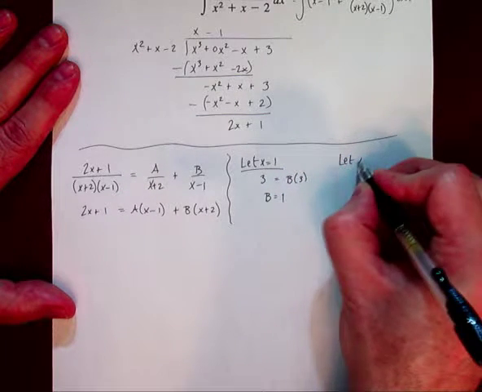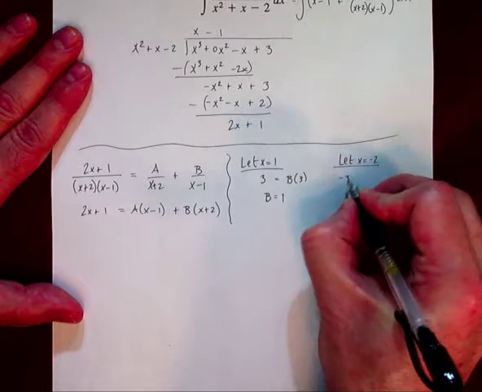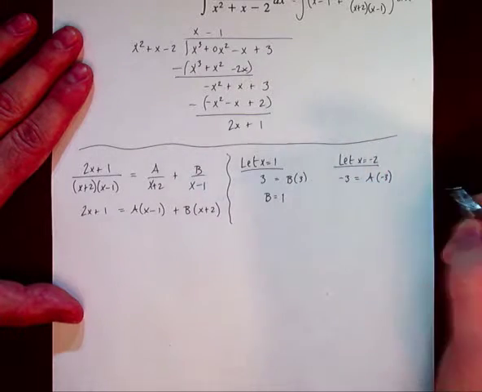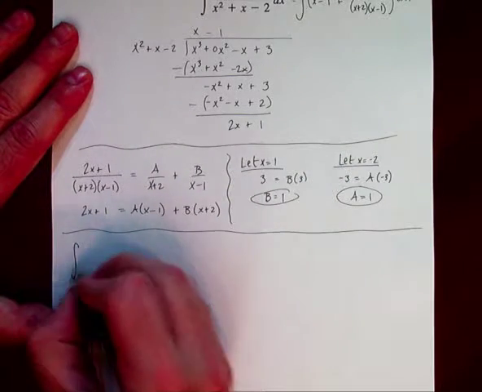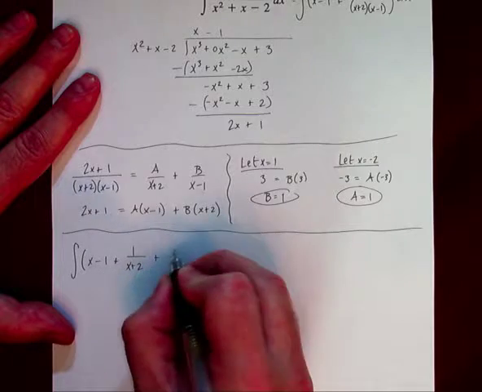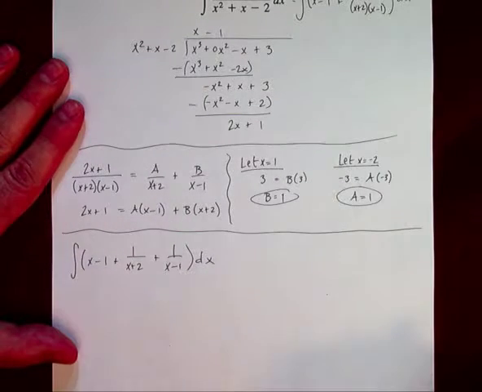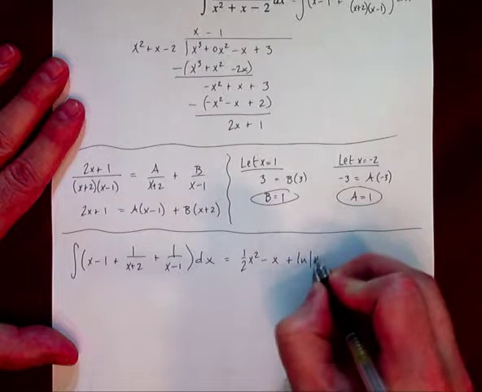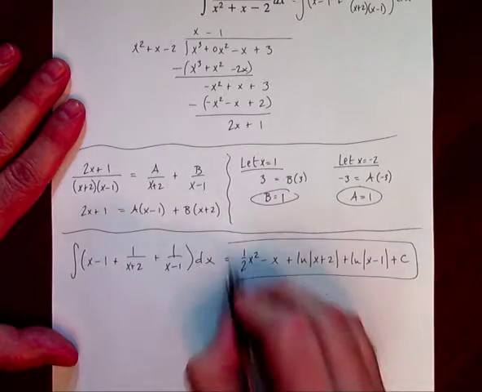Let's go ahead and let x is equal to negative 2. If x is equal to negative 2, this becomes negative 4 plus 1, or negative 3. This term right here goes bye-bye, and I'm left with a times negative 3. So we get a is equal to 1. Okay. Well, now we're getting somewhere. That original becomes x minus 1 plus 1 over x plus 2 plus 1 over x minus 1 dx. And it's really straightforward, term by term. There's nothing weird about any of this. And that winds up being our integral.